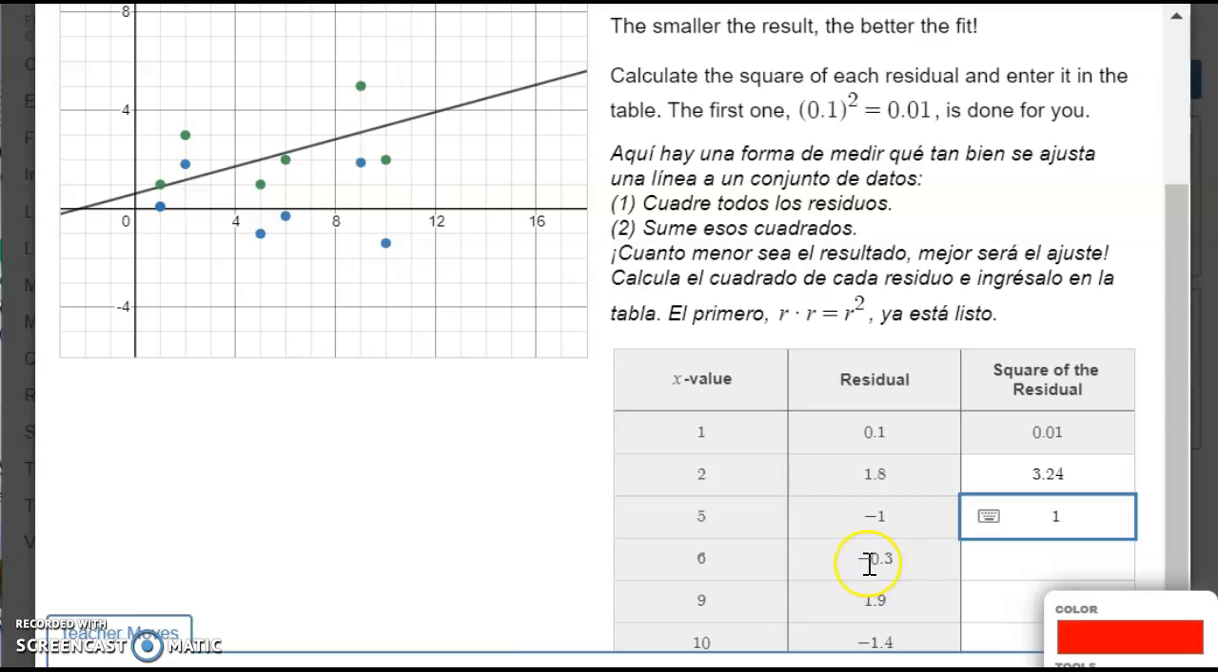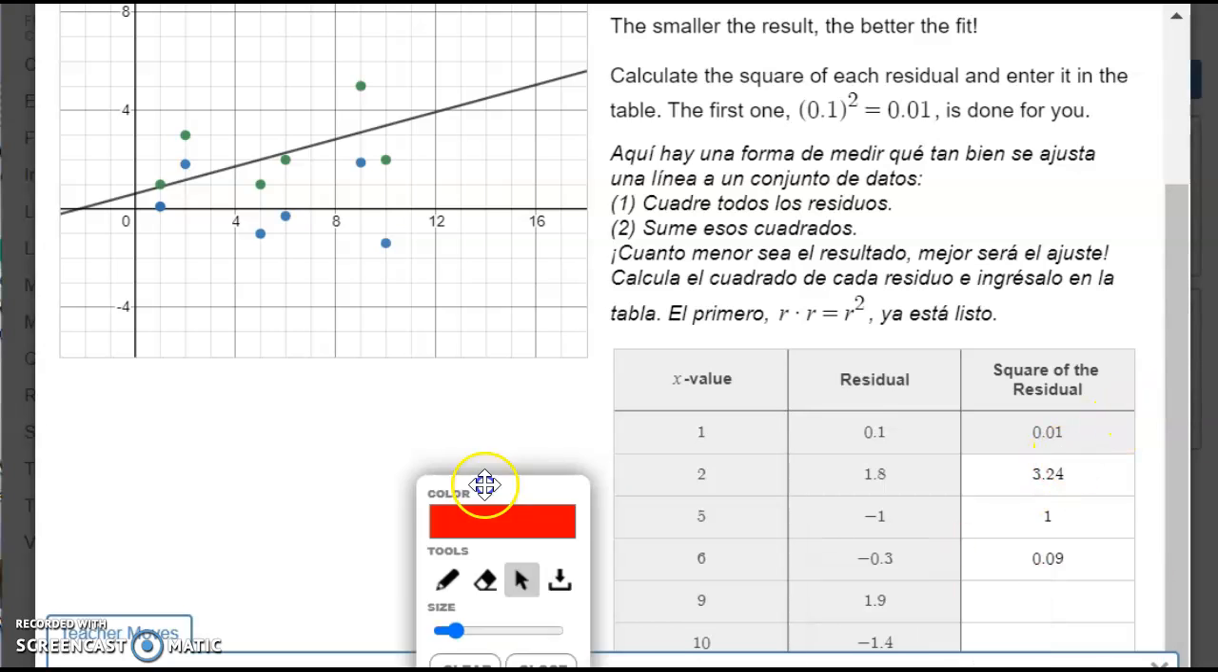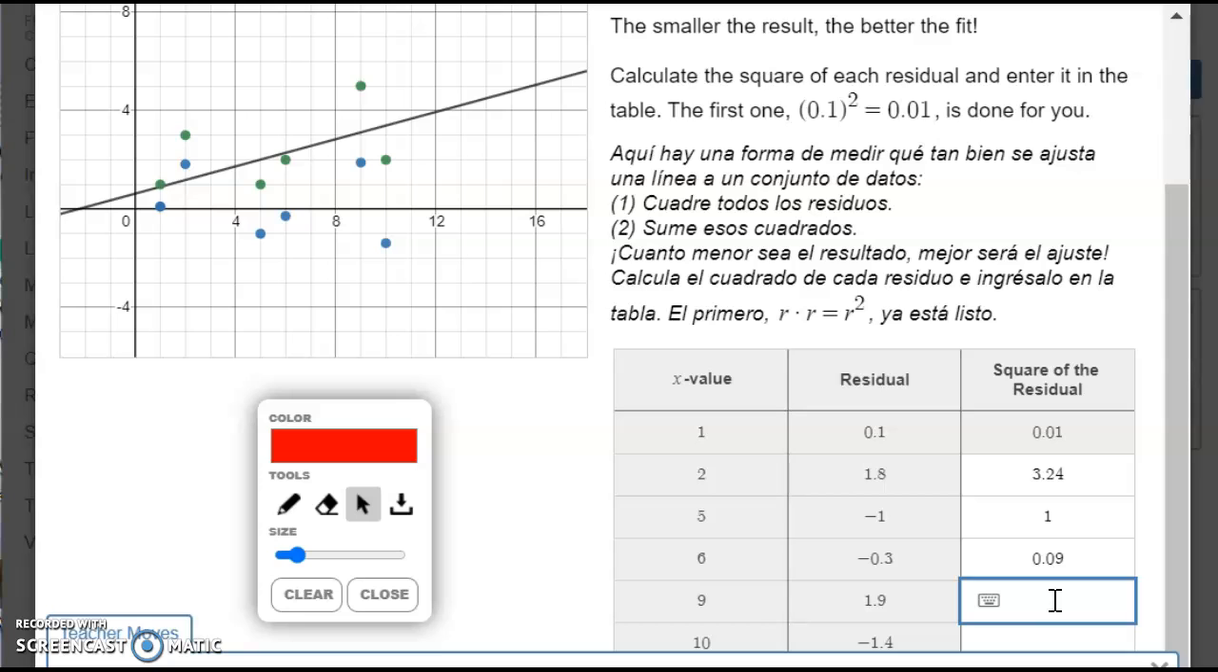What about negative 0.3? Negative 0.3 times negative 0.3 is 0.09. It's positive. So 0.09, and 1.9 times 1.9. 1.9 times 1.9 is 3.61. I enter 3.61 here, and then you keep doing the rest. 1.4 times 1.4: this is negative, but look what happens to negative. Negative times negative is positive, so that goes away and it becomes 1.96.